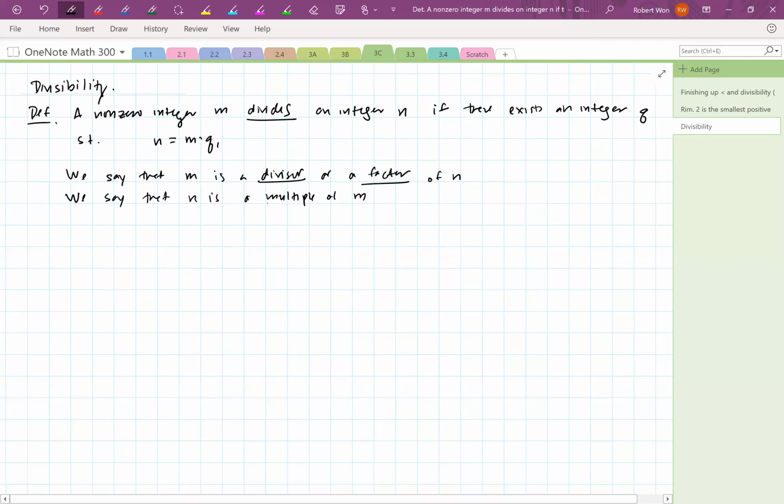If m divides n, you say that m is a divisor of n, and you say that n is a multiple of m. And this definition I made only for non-zero integers. So we'll just say that the integer 0 is not a divisor of any integer.